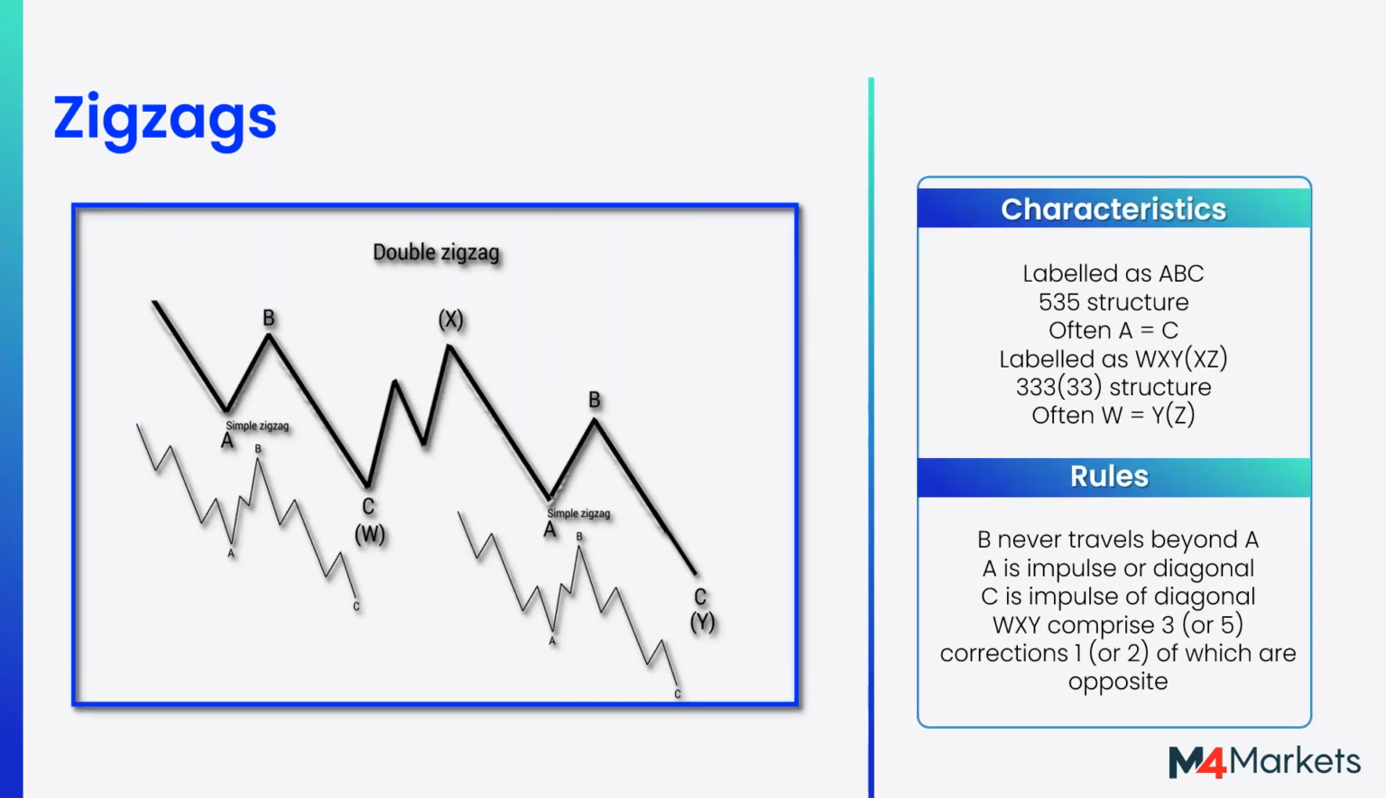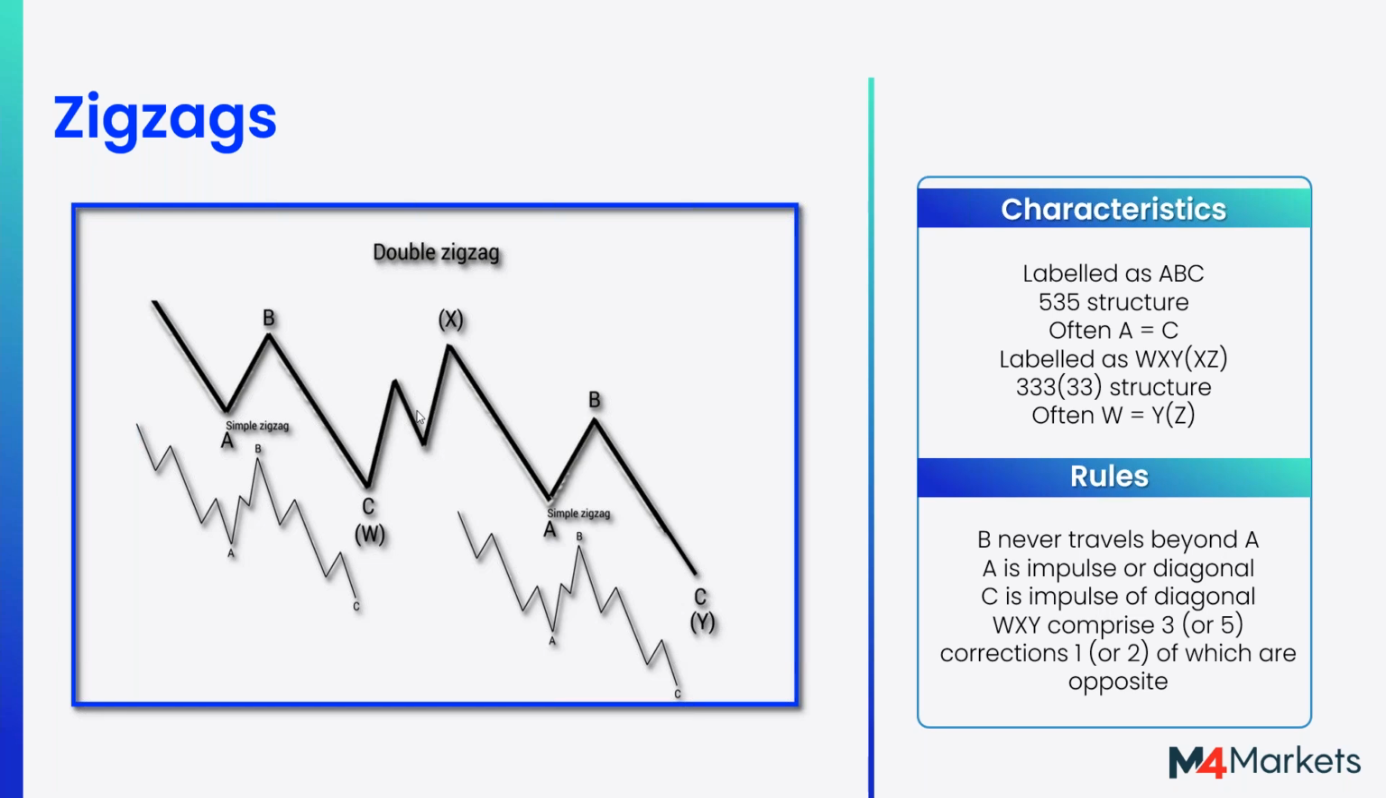Zigzags. I put it in some sort of combination already so that you understand what it is. A simple zigzag is labeled as an ABC, and the structure is 5, 3, 5. When you have 2 zigzags connected together by an intervening wave, which is called the wave X, then this is called a double zigzag. You have to have waves W and Y as simple zigzags. Otherwise it's not an actual double zigzag; otherwise, it's a double three, which we're going to get to. The wave X doesn't matter what it is. We do not care.